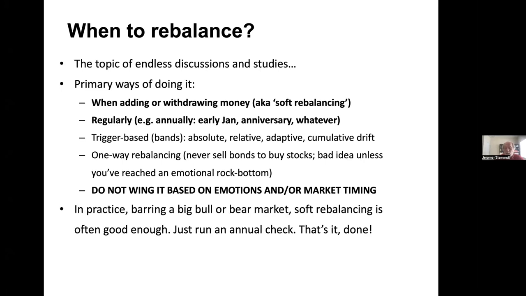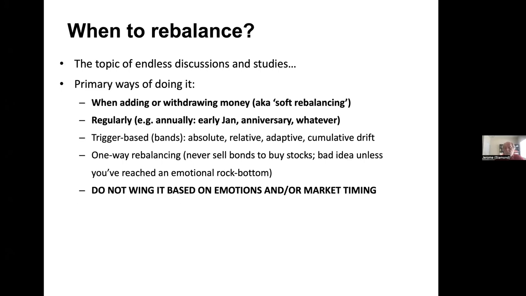So, Jerome, may I interject something? Yep. It sounds to me like when you talk about never selling bonds to buy stocks in one-way rebalancing, the bad part of this is reacting to your own emotions. But suppose that you have cold blood, and the market is way down and you're just seeking to rebalance. Maybe it's your anniversary on the third week of March and it just happens to be way down. Is there a particular reason other than just not reacting to your emotions that it would be a bad idea?